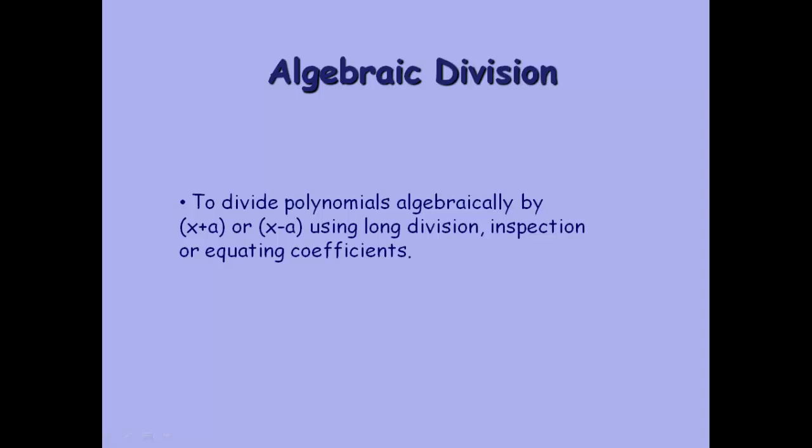Following on from the lesson on the factor theorem, we're now going to look at dividing polynomials like cubics using algebraic division. We're going to look at three methods. First of all, using inspection. Secondly, the long division method. But we're going to focus mainly on equating coefficients, which is usually found by most students to be a more sympathetic method of this quite difficult procedure.